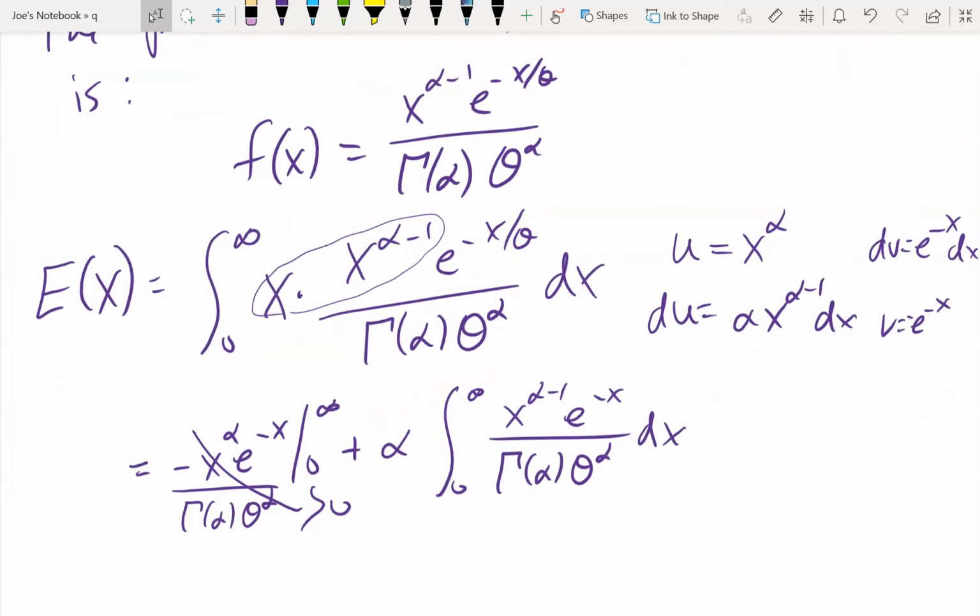Let's look at the second term. In particular, let's look at the integrand of the second term. Does it look familiar? Yes, it does. In fact, that's exactly the PDF of the gamma distribution, right? So we're integrating a PDF over its entire support. What does that integral have to be? 1 times alpha, right? Oh, I'm forgetting a term somewhere.